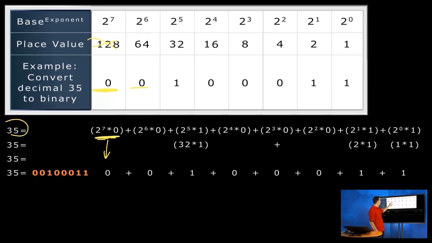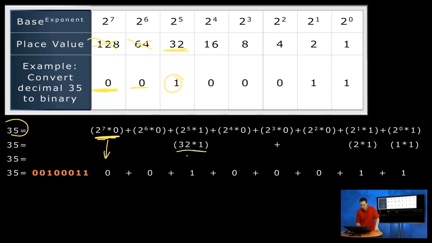I don't want 64 in my calculation. It's too big, so I put zeros there. Now 32, though, 32 is less than 35. So since 32 is less than 35, I definitely want to have a 1 here because I want this to be involved in my overall calculation.